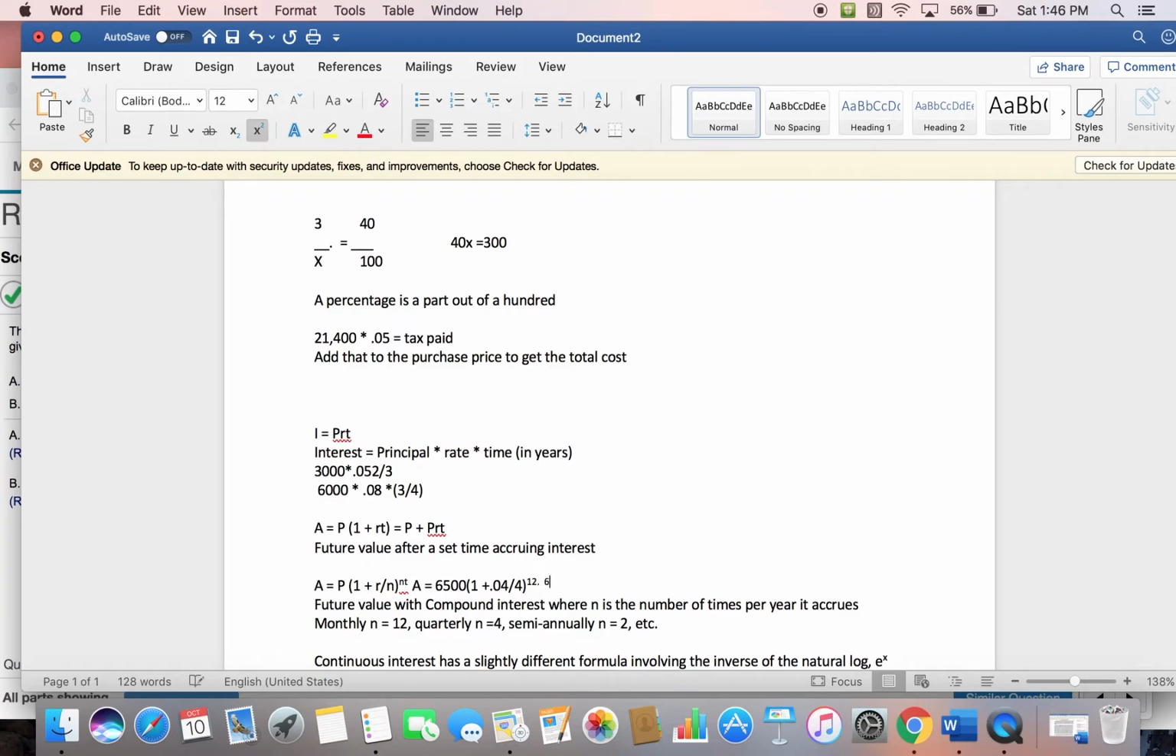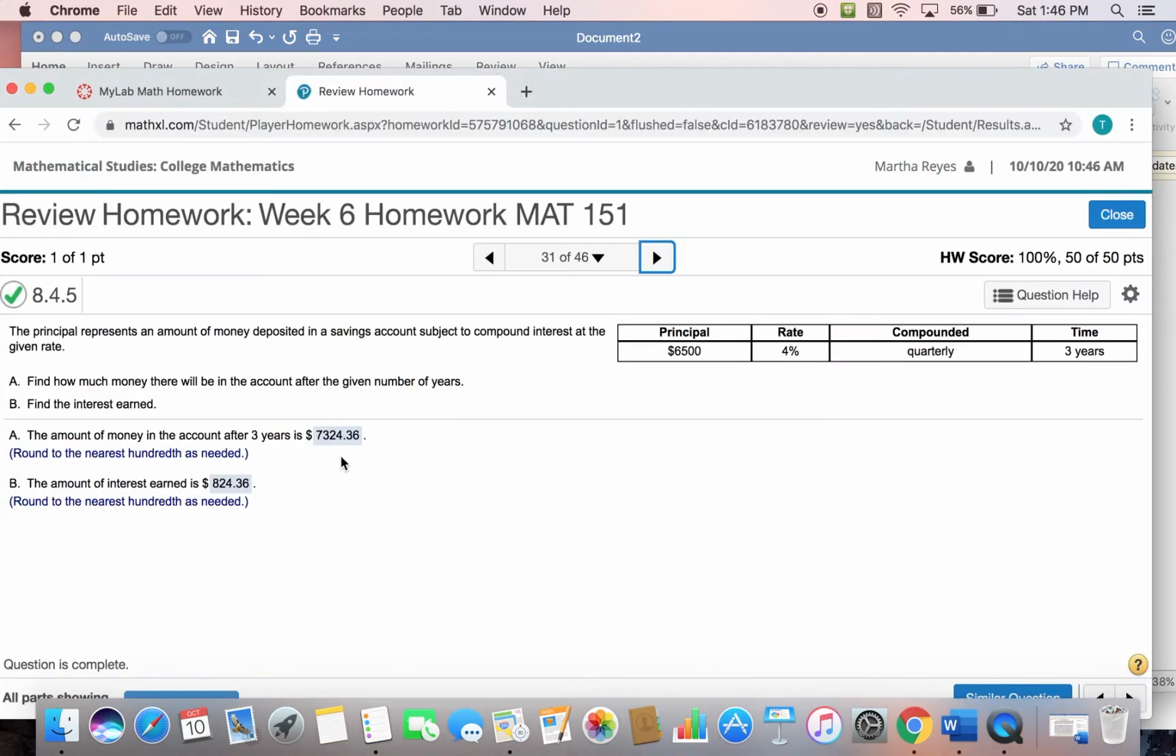You're going to get 6,500 times 1.01 to the 12th power. So you actually want to do that in your calculator. You put in 1.01 to the 12th power, and multiply it by 6,500 to find the future value, which would be 7,324.36. Now notice it's saying round to the nearest hundredth. And then the way you find the interest is just subtract 6,500, the principal, from that final value to find the amount of interest that was accrued.